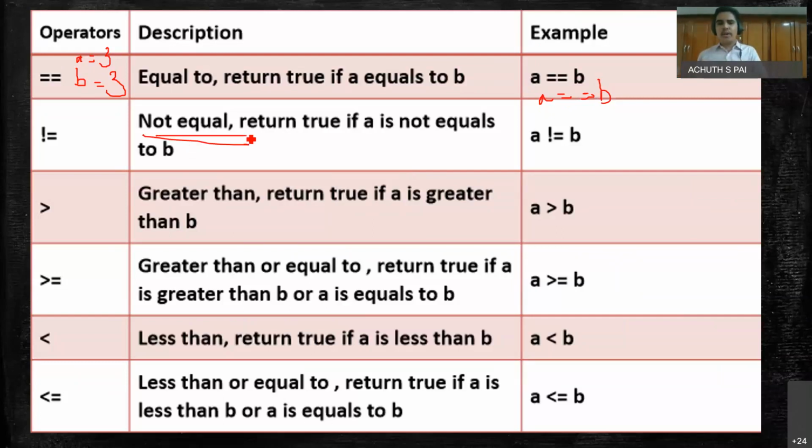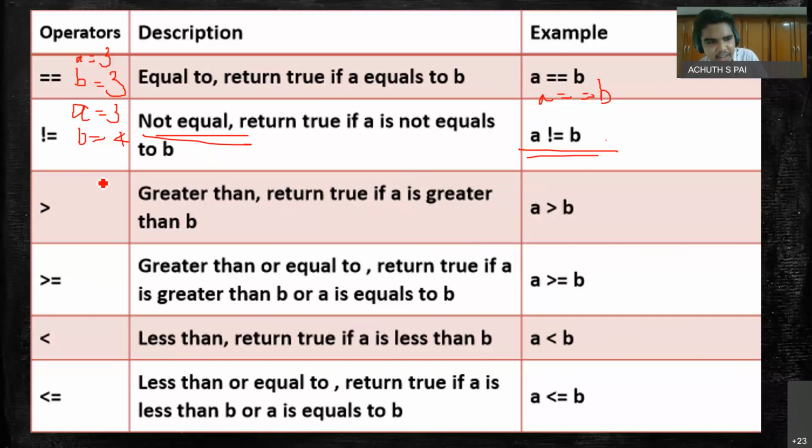It returns true if A is not equal to B. For example, A can be taken as 3 and B can be taken as 4. And now if we type this, we will be getting true because the value assigned to A is 3 and value assigned to B is 4. They are not equal. So simply we also know it is true. We know that A is not equal to B.